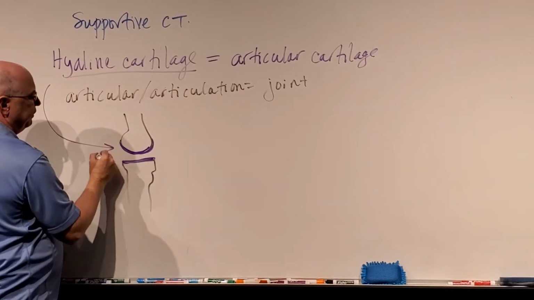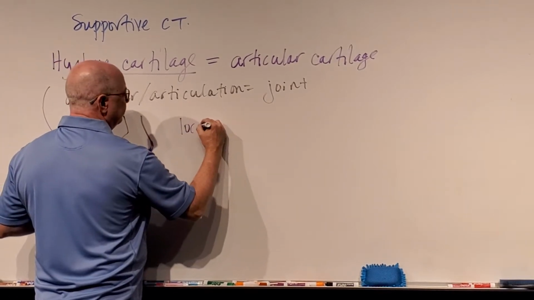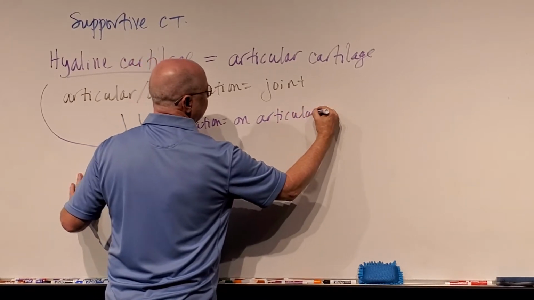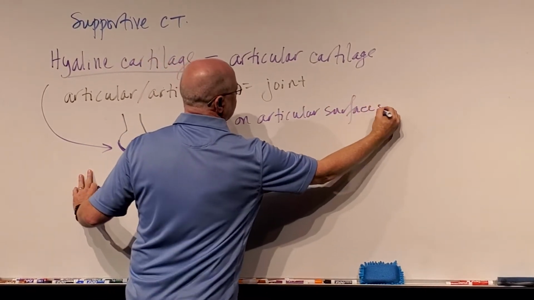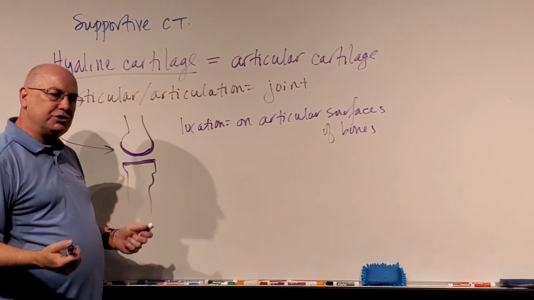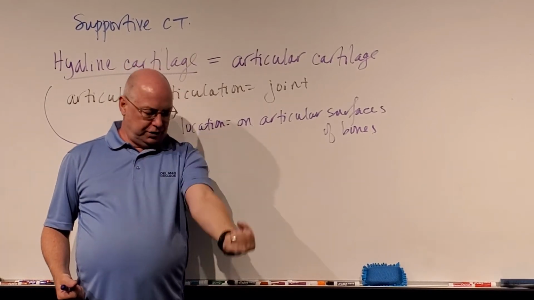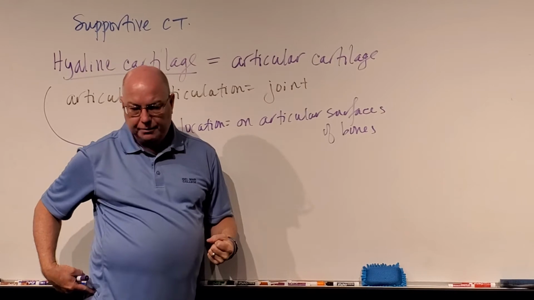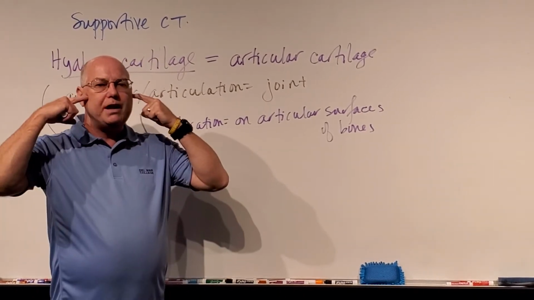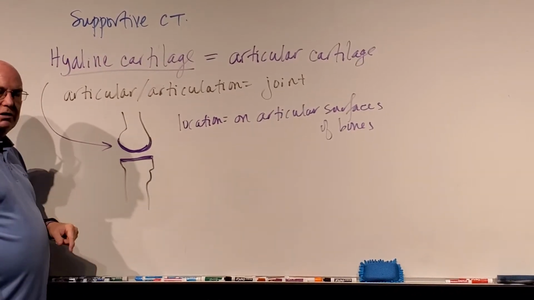So that would be where we find hyaline cartilage. The location of hyaline cartilage is on the articular surfaces of bones. And any bones in your body that move, your fingers, your wrist bones, your elbow, your shoulder, your hip, your knee, your toes, your ankles, your vertebrae, the way that we move, your mandible right here. Any two bones that rub on each other have articular cartilage on the surface.